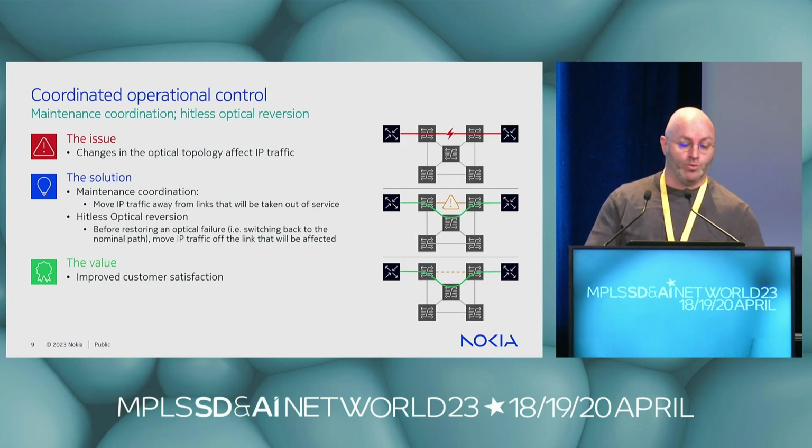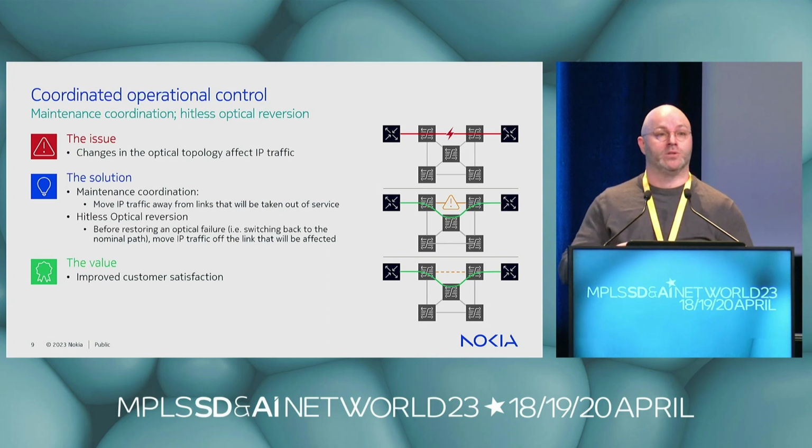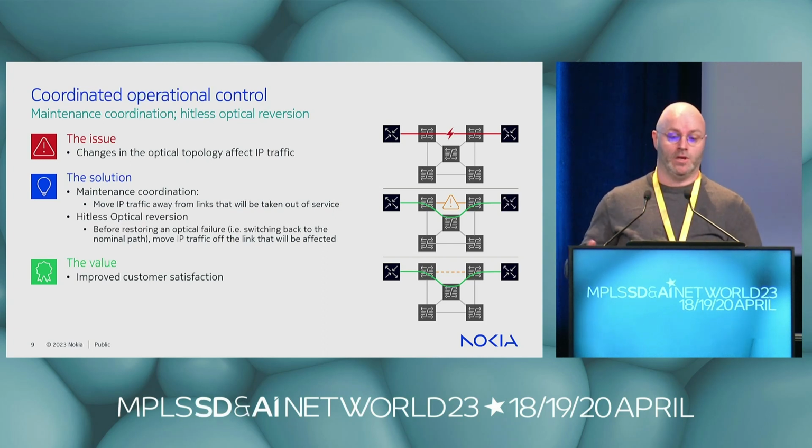Looking at coordinated operation control, for sure also an interesting use case. There could be a need there, for example, in the cases today when there is a maintenance action or a scheduled work on the optical network, there could be an impact on the IP network, of course, because there could be IP services running over the optical links.